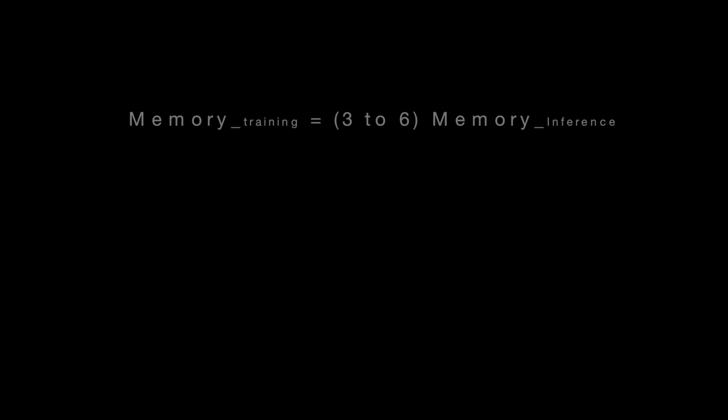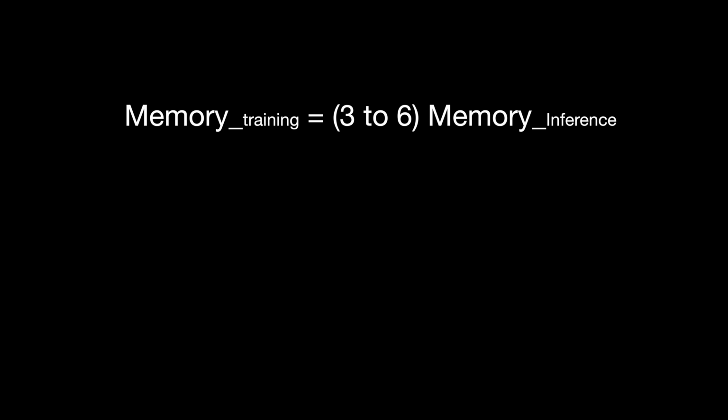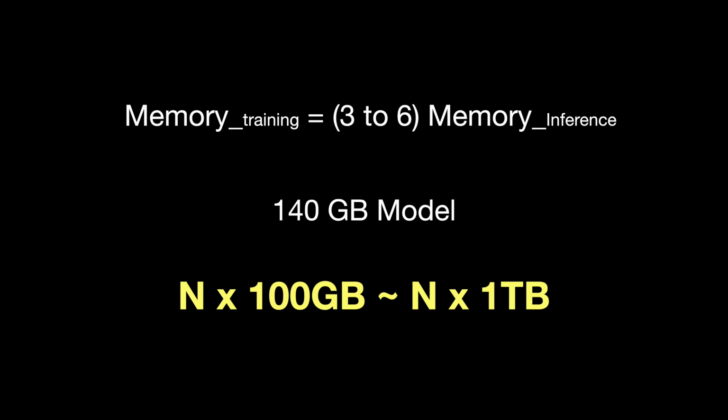A simple rule engineers often remember is this: training typically requires 3 to 6 times more memory than inference. So that 140 gigabyte AI model we mentioned earlier, training it might require hundreds of gigabytes or even terabytes of memory, not because the model grew larger, but because the learning process creates layers of extra data around it. Now, this leads to another question.